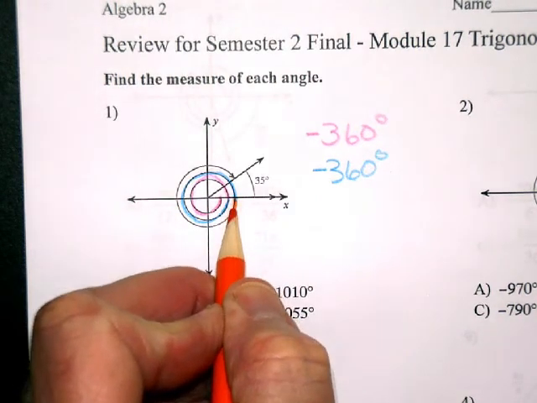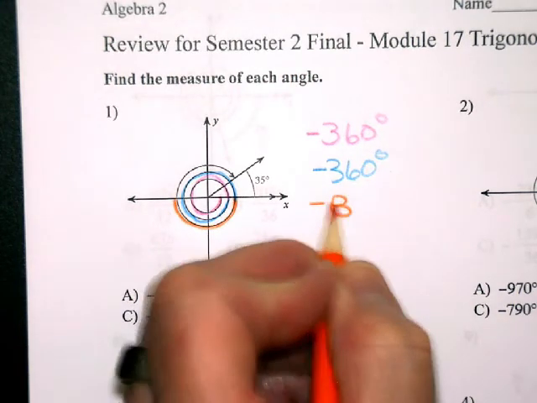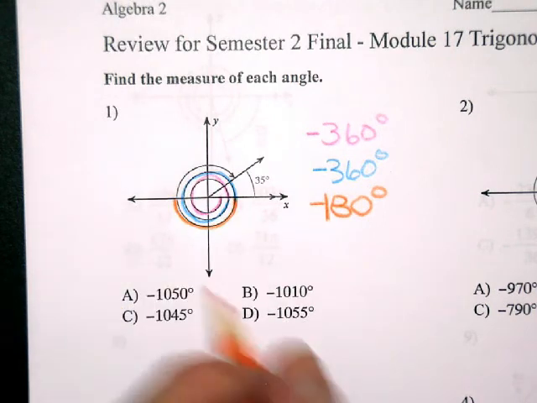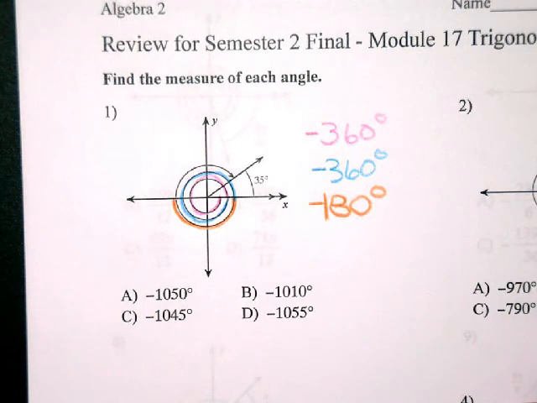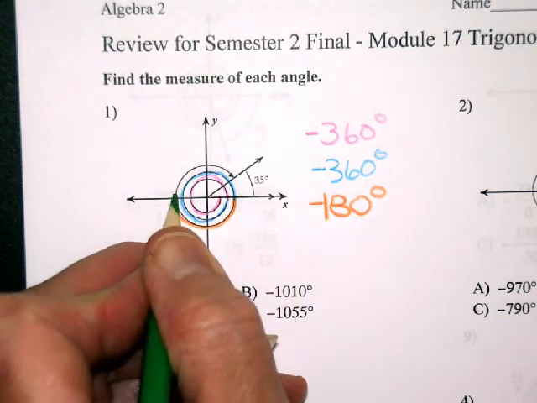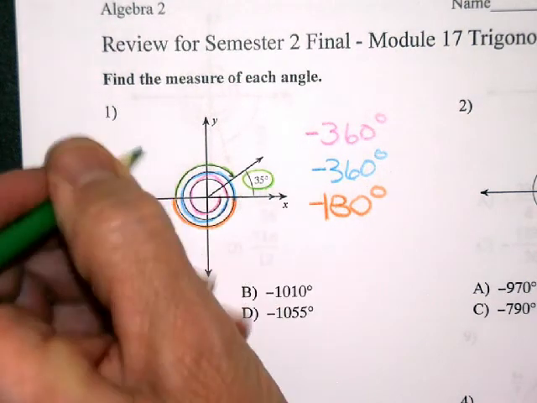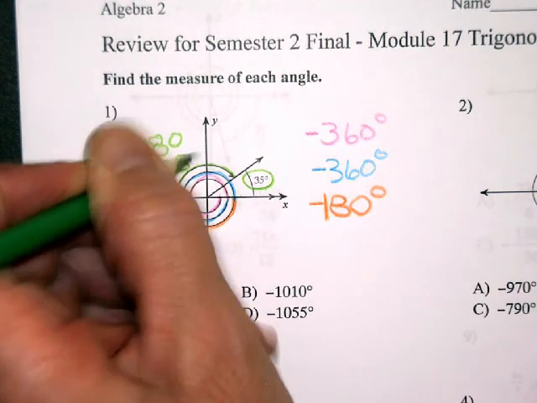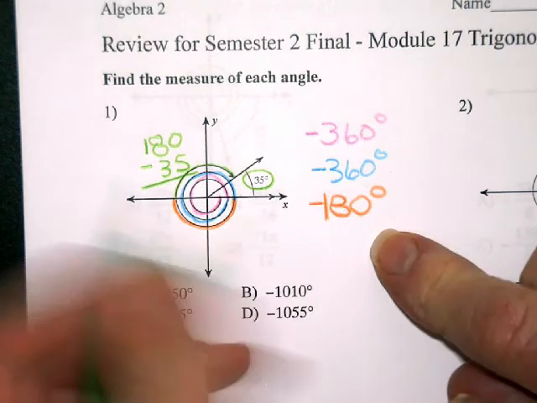I'm only going to go 180 degrees under the x-axis because I can't go a full circle again. So what's left is, if I went half a circle, that's 180 degrees, but I only go part of this, and they don't tell me what that angle is. They tell me what's left over. So I take my 180 degree move and take away the 35 degree reference angle, and that will tell me my last negative move.